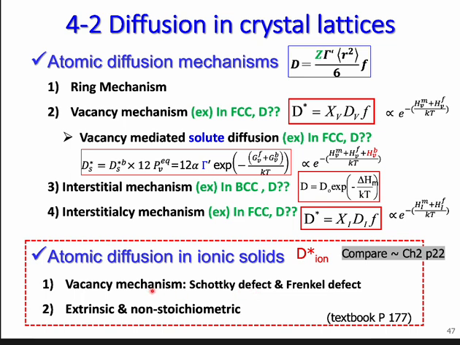Next, due to the vacancy-mediated diffusion mechanism in ionic solid materials, we will introduce two different vacancy formation mechanisms. The first one will be the Schottky defect, and the second one will be the Frenkel defect. After this, we will also introduce the extrinsic and non-stoichiometry effect.